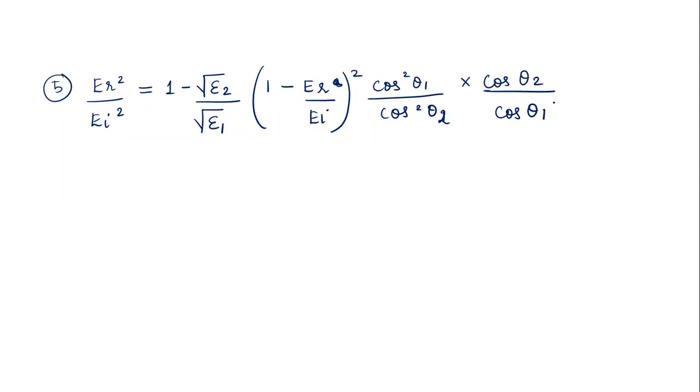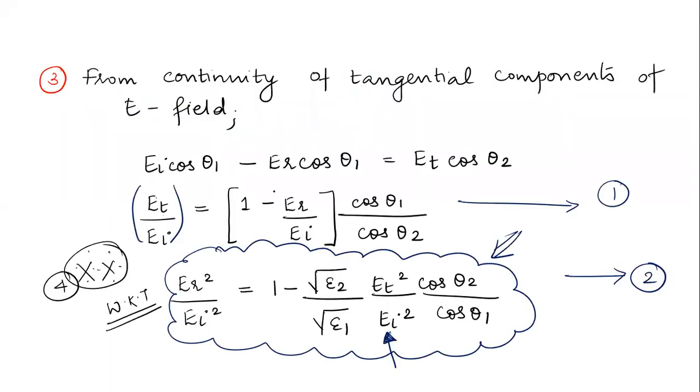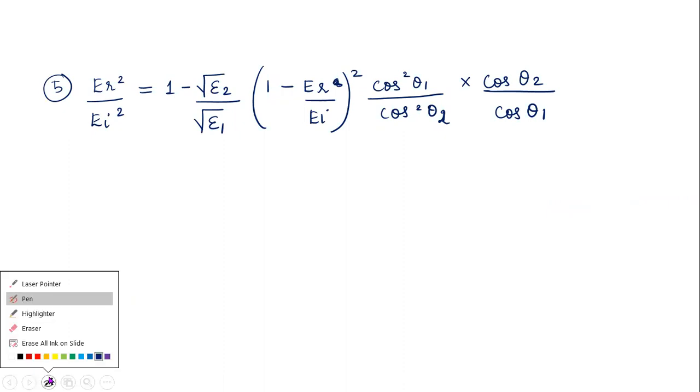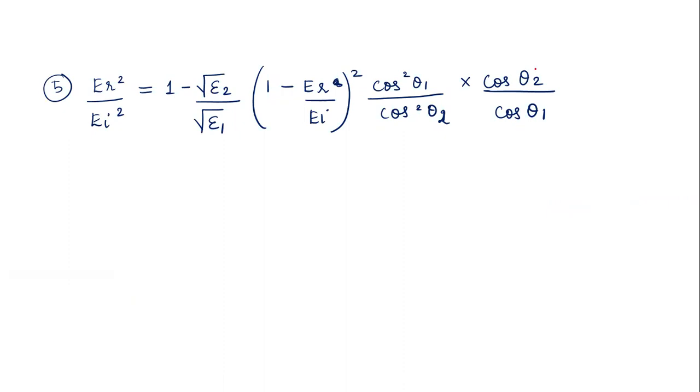So I hope you understood what we are doing. You please do it with me. This ET upon EI, whatever this expression is, I have just substituted. So this is square, right? So this whole thing squared, cos theta 1 square upon cos theta 2 square will come here in that place. So if I do that, it will look like this. Now it's very simple. Now all you have to do is, what you have to do? Cancel.